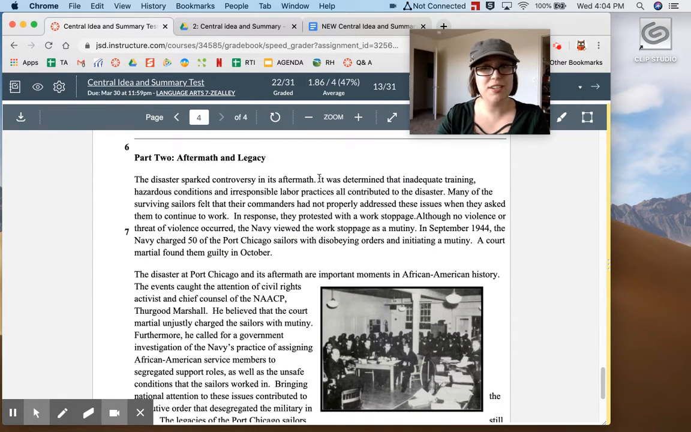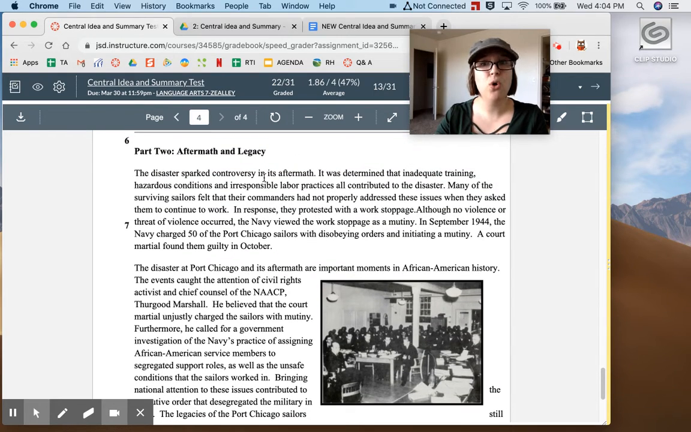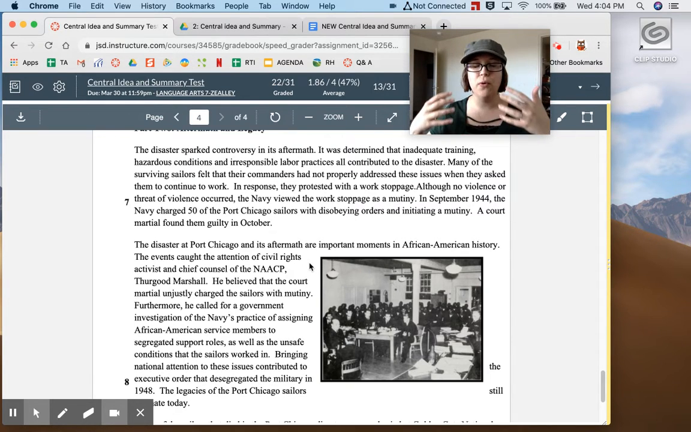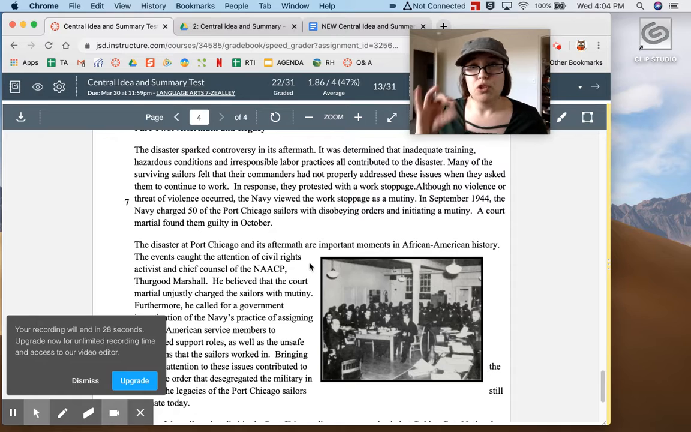Don't just read the first sentence and assume that's what all 3 paragraphs are about. Read all 3 paragraphs, summarize each paragraph. What's the thing that's connecting them, bringing them together? Put those big important ideas together, and that's what's going to have a summary, okay? It needed to be short, so I don't want you to be like, the disaster sparked controversy in the aftermath, and there was a work stoppage, and then there was a court-martial because they were mutinied. Like, short. Most important parts of this. A goal of a summary is to be able to read something and know what it said without having to read the whole text. So that's the summary part of it.